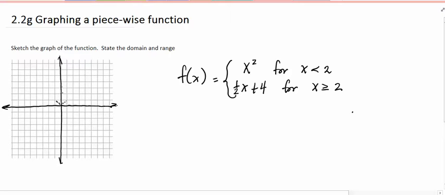Now let's take a look at graphing a piecewise function. These are kind of intimidating to many people, but I don't think that they need to be. So here's what I'm going to do. I'm going to recommend that you always take a look at the very first pathway and write it separately.